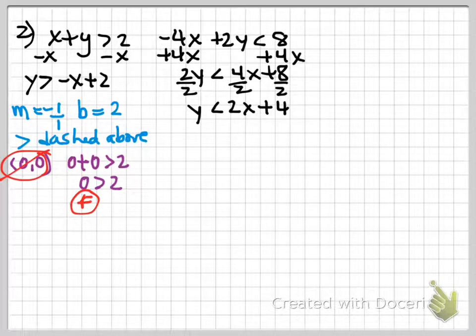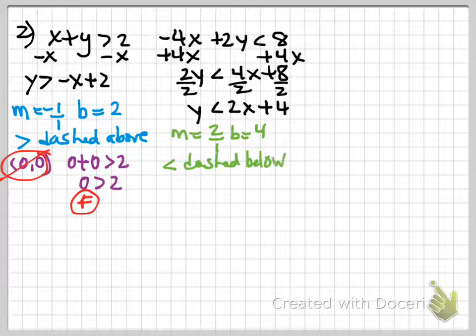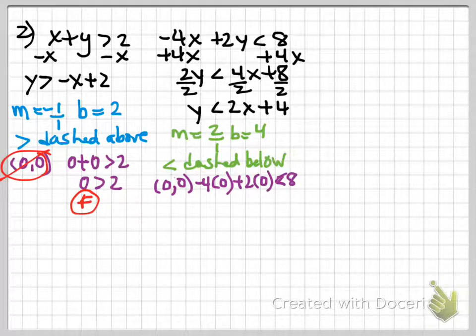Okay. Let's do the other one. What is the slope, I'm sorry? 2 over 1. The y-intercept is 4. Less than, what kind of line? Dashed. Below. Let's test 0, 0. So, and I always go back to the original, negative 4 times 0 plus 2 times 0, is that less than 8? So we get, is 0 less than 8? Yes, that's true. So what that says is you will shade 0, 0. Okay? All right, so my graph.